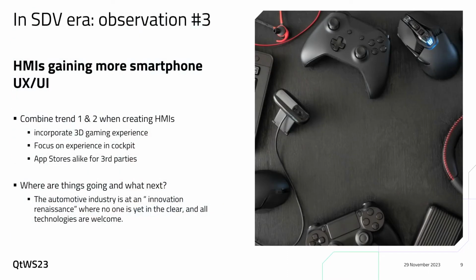And then the last one is that HMIs are gaining more of a smartphone UI UX. Pretty much everything in the world is moving to hyper consumerized experiences. So they're combining 3D gaming, focusing on the actual cockpit experience. It's no longer just, okay, there's gauges, but when you get in the car, how does it feel? What does it do? How do the lights come on? How does everything interact with itself to make it different, make it unique?